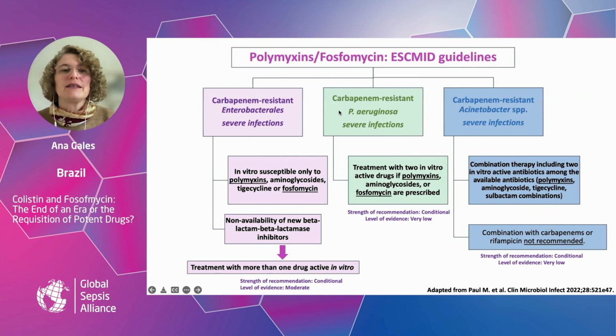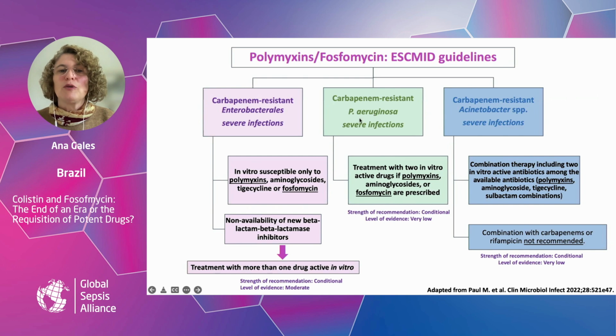Here, in the ESCMID guidelines, polymyxins and fosfomycin were cited for the treatment of carbapenem-resistant Enterobacterales, carbapenem-resistant Pseudomonas aeruginosa, and carbapenem-resistant Acinetobacter infections, all of them for severe infections. For CRE, they recommend polymyxin or fosfomycin only if the new beta-lactamase inhibitor combinations are not available, or if there is susceptibility only to polymyxins, aminoglycosides, or fosfomycin. For example, with an MBL-producing isolate, maybe it can be susceptible only to polymyxin.